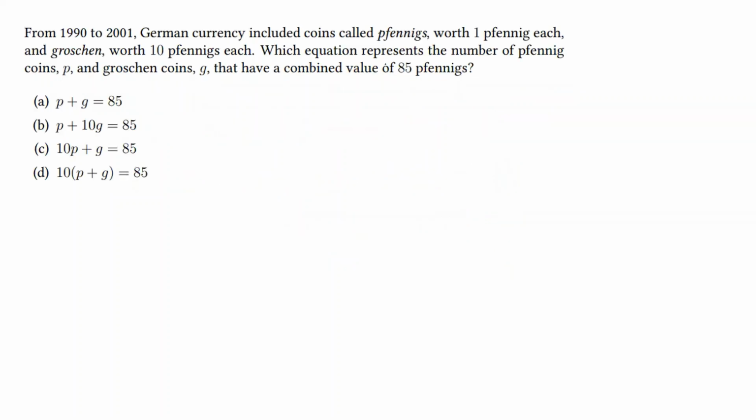In this case, we want to make sure we associate the correct number with the correct currency. We have pfennigs and Groschen, which are worth 10 pfennigs each. Since we're using P for the smaller currency and G for the Groschen, we have P plus 10G, combining to make 85.